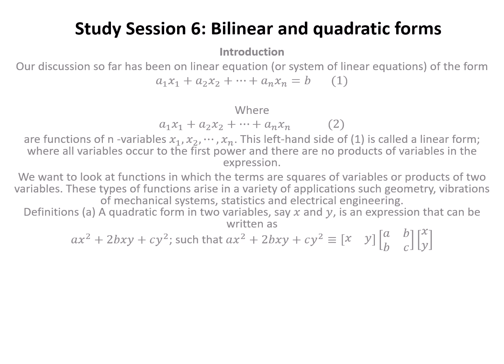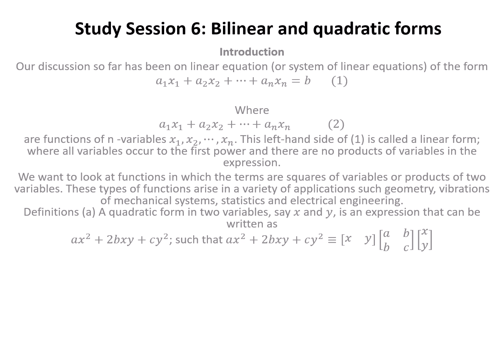So we want to look at functions in which the terms are squares of variables or products of two variables. These types of functions arise in varieties of applications, such as geometric, variations of mechanical systems, statistics, and electrical engineering. These are the application areas where you can see this form of the equation.